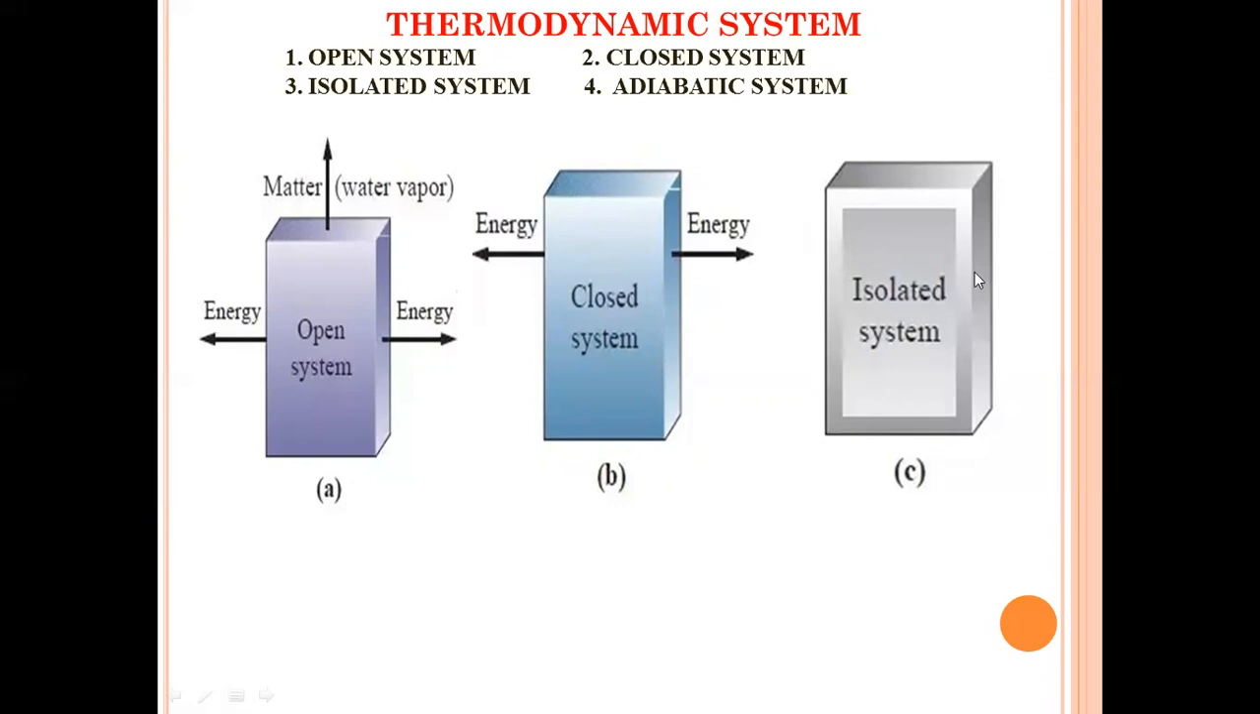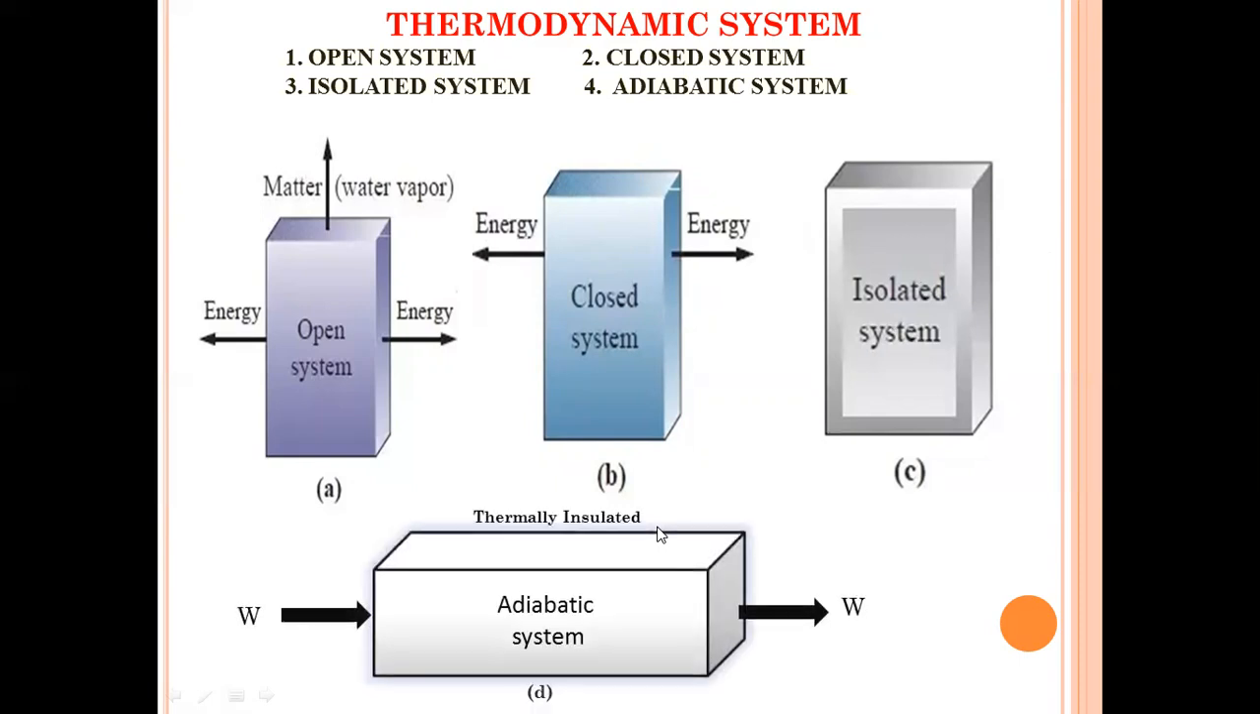That system is called an isolated system. The fourth one is the adiabatic system. An adiabatic system is generally thermally insulated from its surrounding, in which only work can cross the boundary of the system.